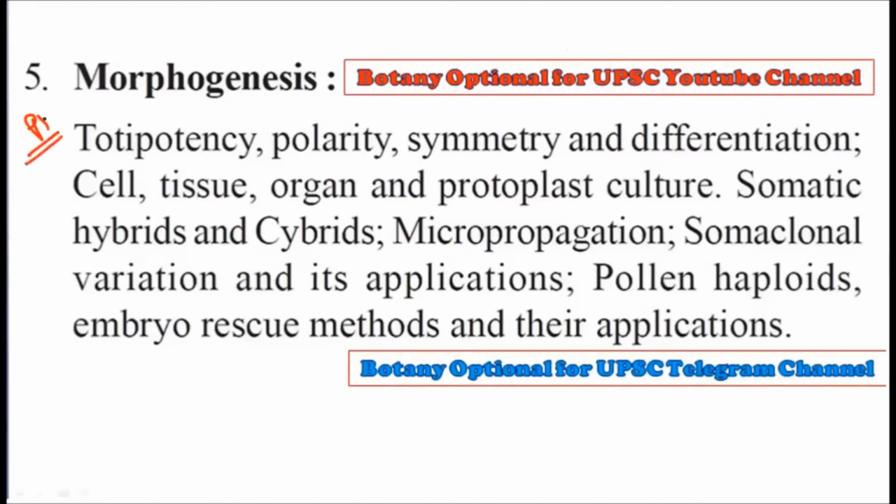Okay. So consider this is your syllabus. We are dealing with paper number 1 and chapter number 5, that is morphogenesis, and we are here at the pollen haploids. Okay, in relation to plant tissue culture, you have to understand the pollen haploids.